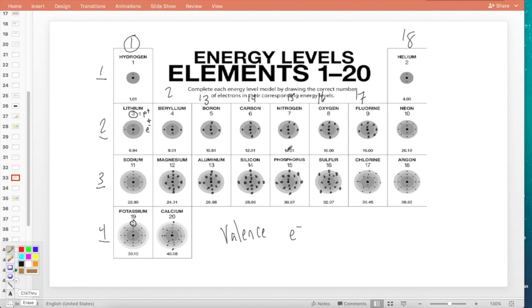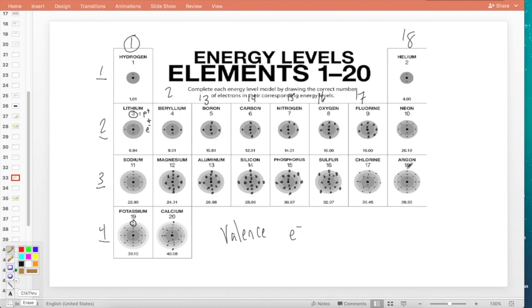Nitrogen and phosphorus have 5. Oxygen and sulfur have 6. Fluorine and chlorine have 7. Helium only has 2, so this is one break in the trend. Helium only has 2 because the 1st energy level is only capable of holding 2 electrons, but anything below that, those are all going to have 8 valence electrons.